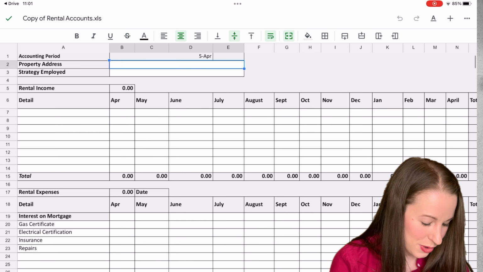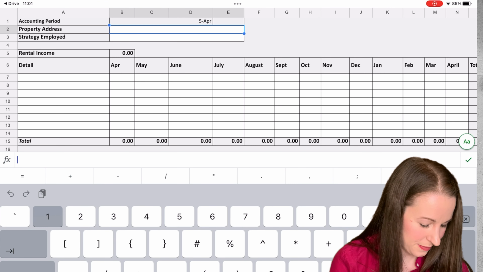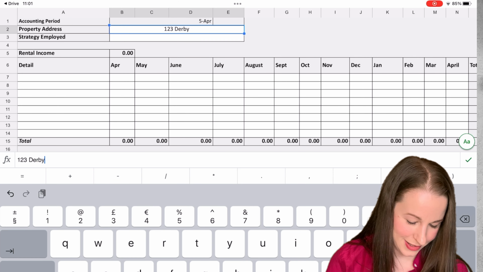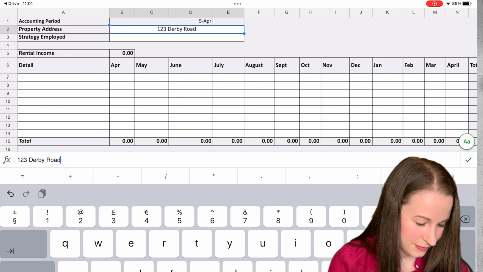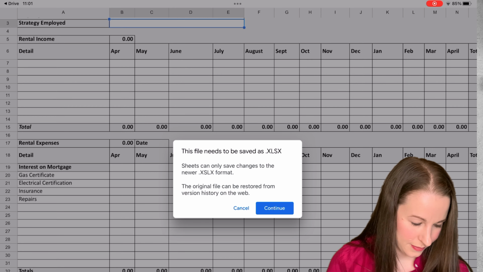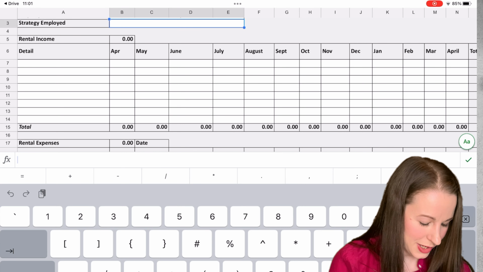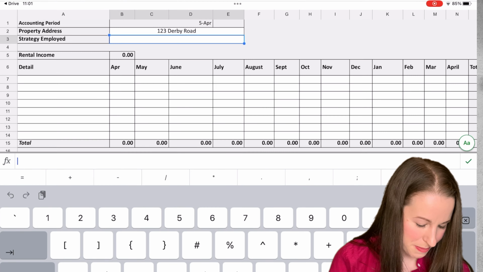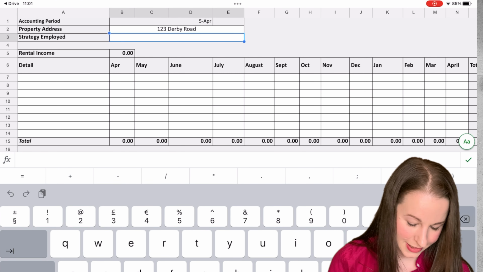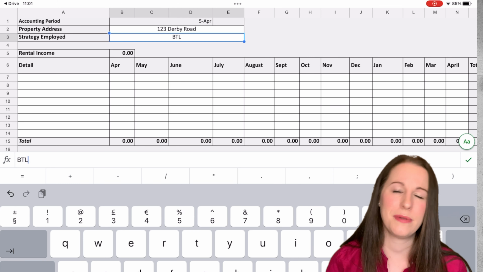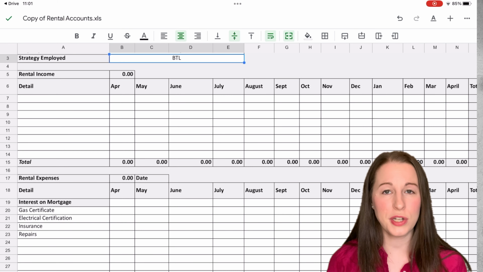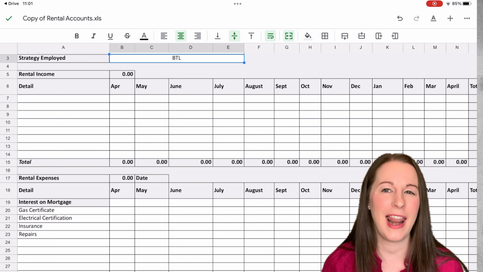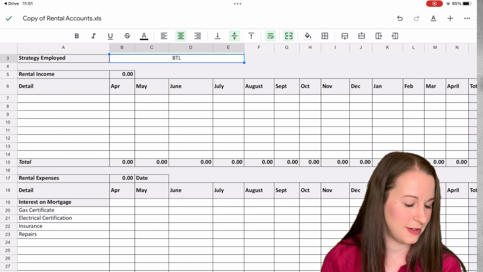Now we're going to start on property 1, and for property 1 I'm just going to put the property address, which let's go with our 123 Derby Road, my regular example property. And then the strategy I've got on this one, I've just got a buy-to-let. This really is just to make it easy to see, and it's useful if you are sending to an accountant to let them know what strategy you're employing, because then they can understand what expenses may be allowable in that sort of circumstance.